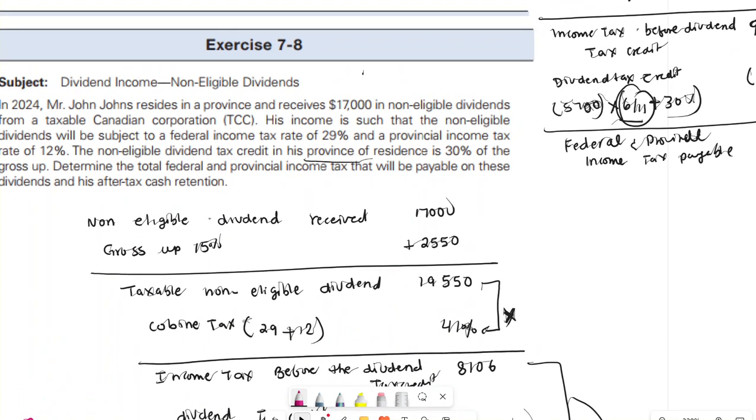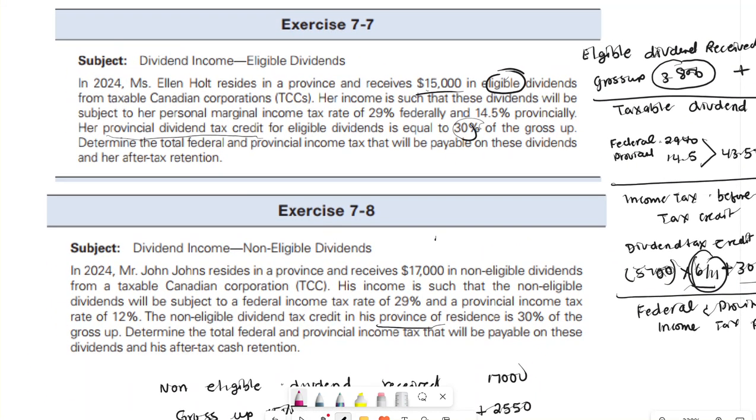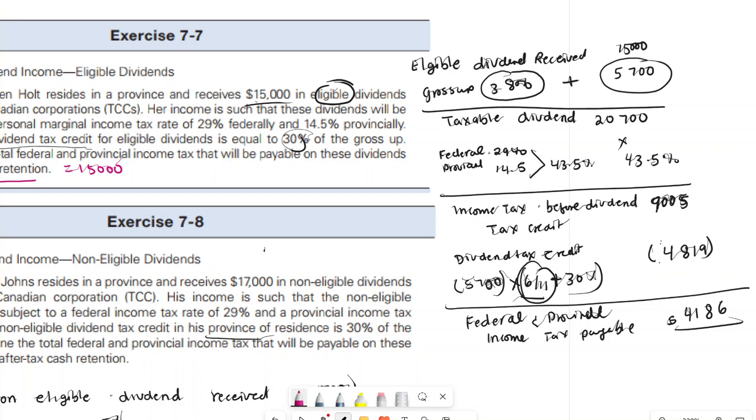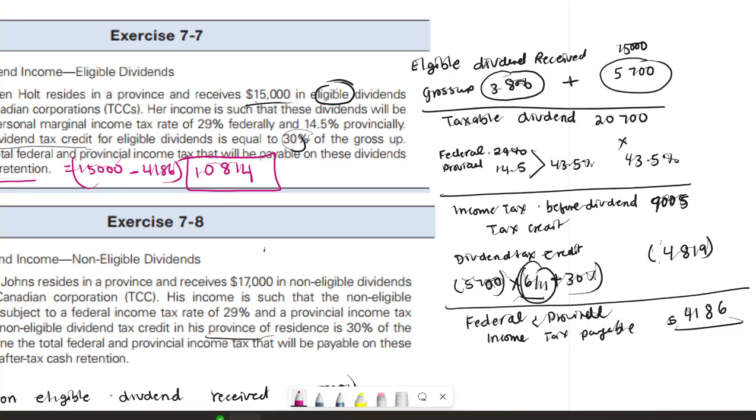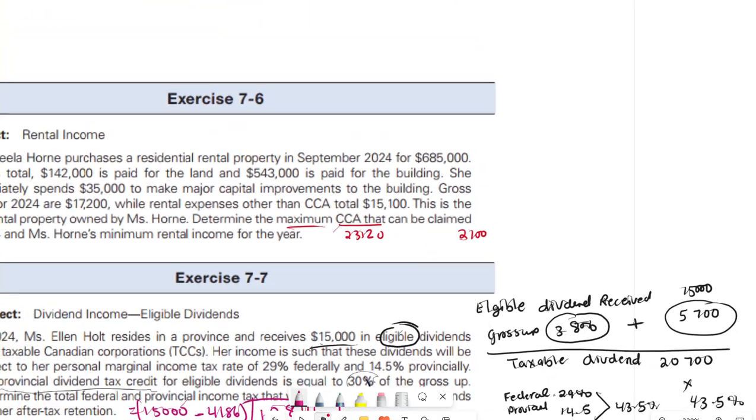If you were to say the same thing, how much money went into Miss Allen's bank account? She earned a dividend of $15,000, and the tax she paid was 4186. So the difference between the both numbers will be 10,814, and that's what went into her bank account. So we pay a lot of taxes to the government, and that's what went into your bank account. I hope this will help with chapter 7.